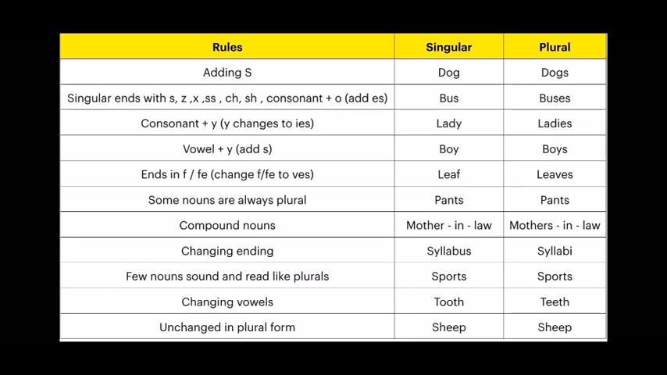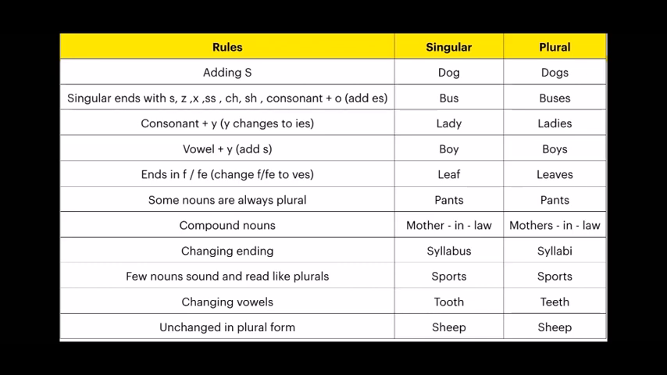Now children, there are some nouns which are always plural, like pants. In singular form and plural form we both use pants. Or scissors. Scissors are always used in plural.